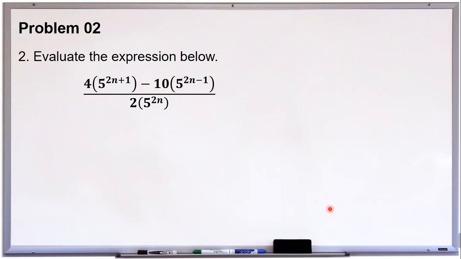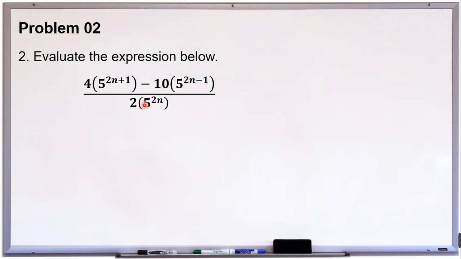Okay, so let's proceed to problem number 2. In this problem, you are going to evaluate the expression below. In the numerator, we have 4 times the expression 5 raised to 2n plus 1, then minus 10 times the expression 5 raised to 2n minus 1, all over 2 times the expression 5 raised to 2n.